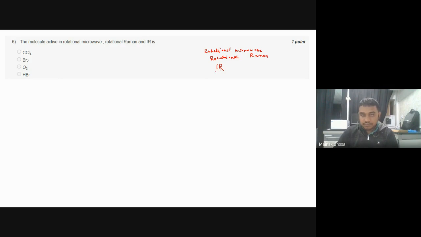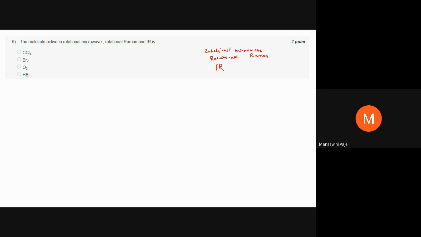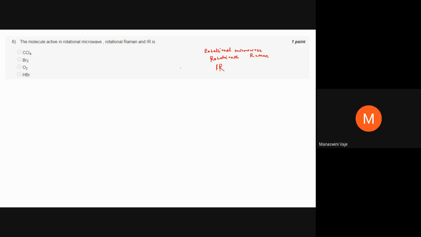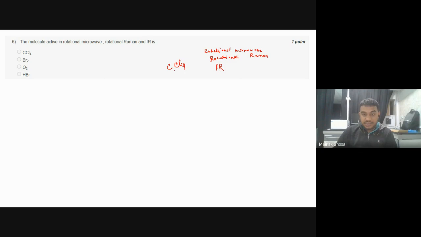Hello? So what should be the answer? CCl4. So here you are asked to find some molecule which will show these three different kinds of spectra, right? CCl4, Br2, O2. In these three, one thing is common. Can you find it?